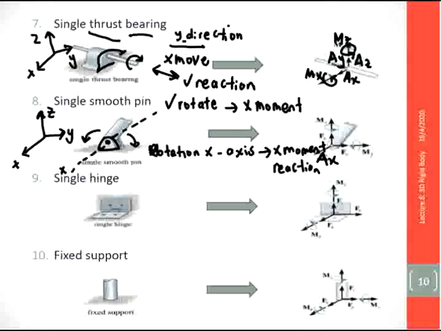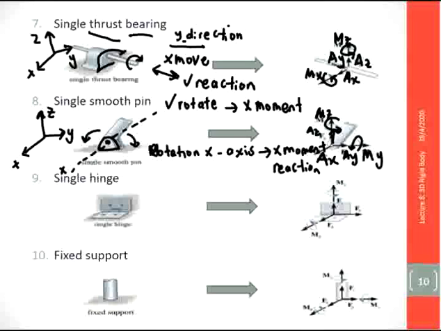But for y, it cannot move along the y-axis, and also cannot rotate about the y-axis. That's why we have Ay here and also My here. Similar with z, it cannot move up and down, so there is Az here, and also it cannot rotate about the z axis, so there is Mz here.